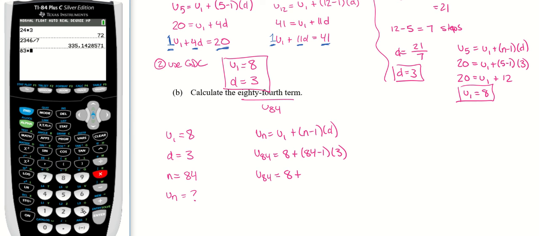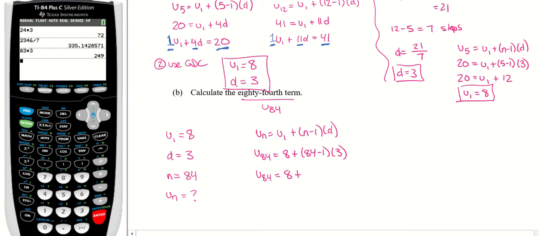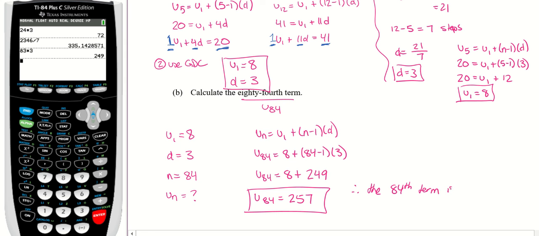So 83 times 3 is 249. So U84 is actually going to be 257. So therefore, the 84th term is 257. So hopefully this has helped you familiarize yourself with the properties of arithmetic sequences and how to problem solve anything related to the general term, the first term, or the difference.